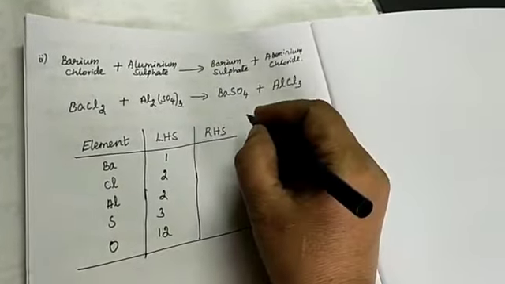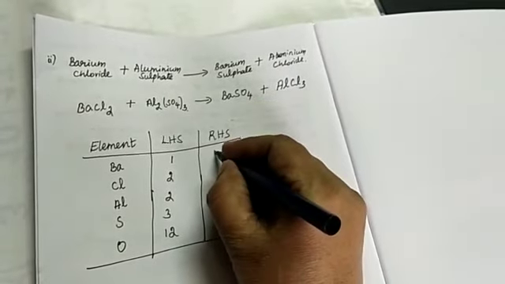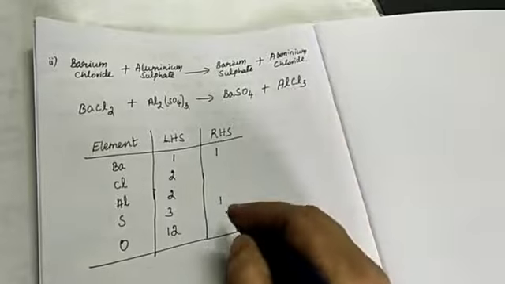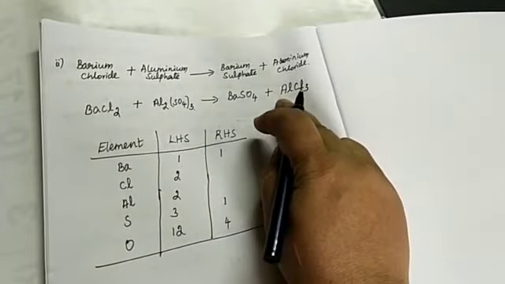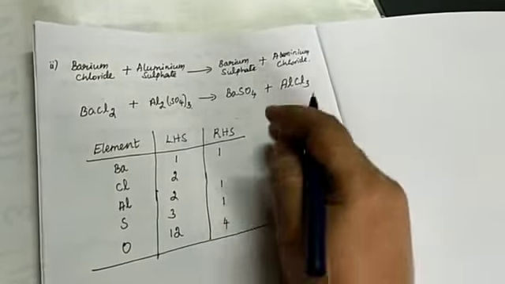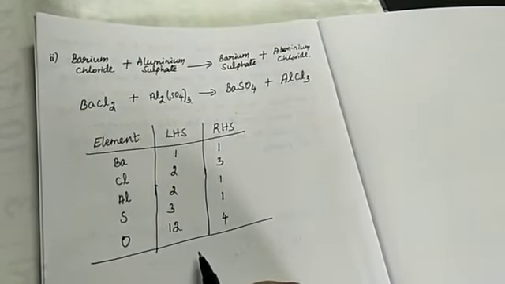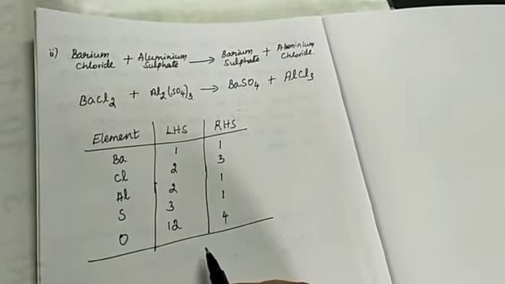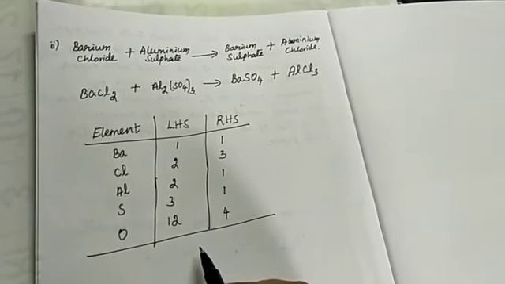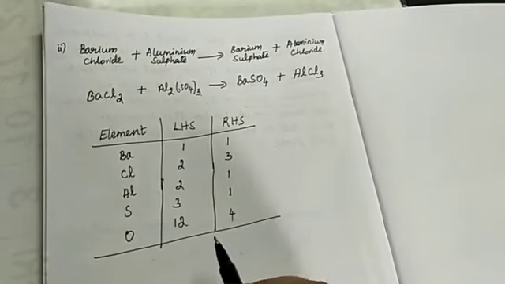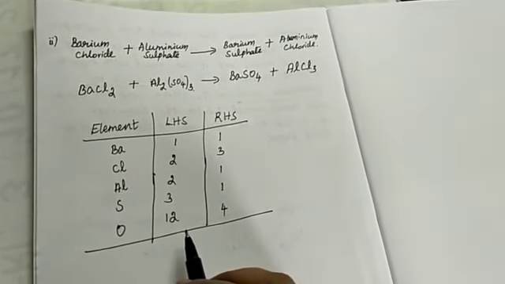Now in RHS we will compare. Barium only 1. Sulfur only 1. Oxygen only 4. Here aluminium only 1. Cl 3. So we want to balance in order to satisfy the law of conservation of mass. So we have to do it by the hit and trial method.